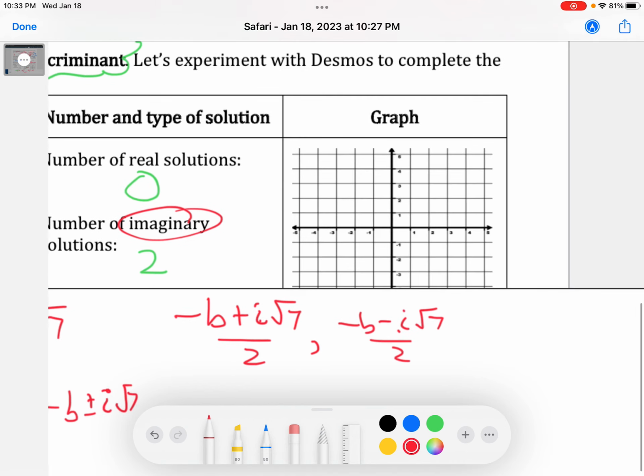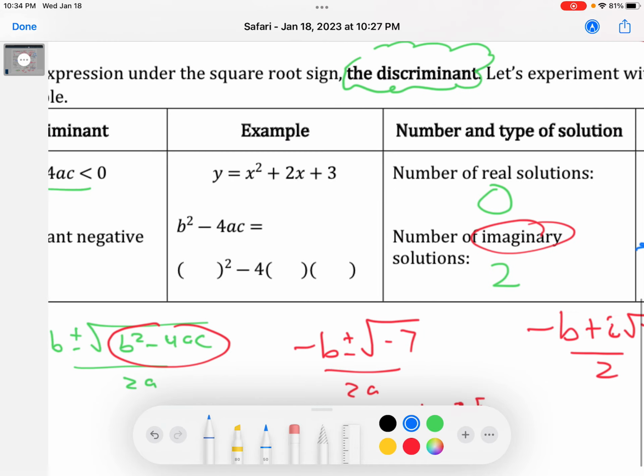Now, graphically, what this looks like is something like that or something like that. You can see that it never touches the x-axis. So in other words, there is never a point where the y value of these things equals 0. There's no real solution.